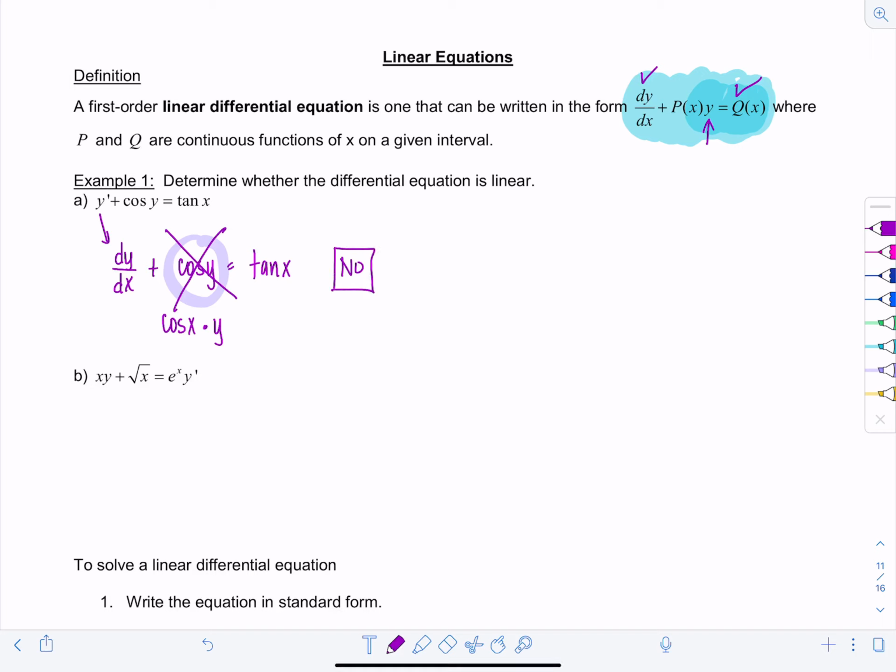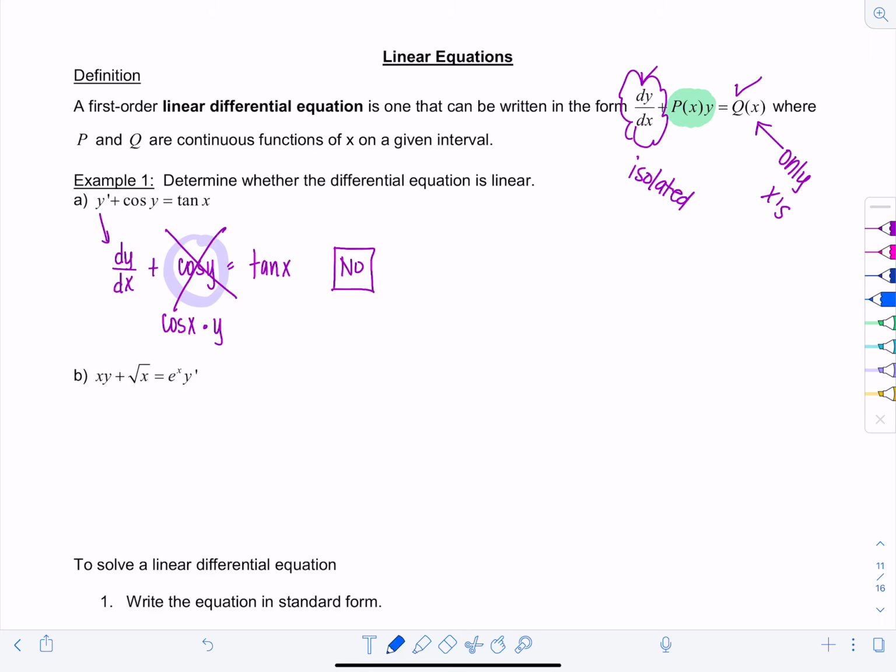Okay, second one. x times y plus radical x equals e to the x times y prime. I'm going to rewrite this. Notice here, you need the derivative part isolated. This is isolated. And then on the right-hand side, there's only x's. Do you see that? And if anything does have a y in it, it needs to be on the same side as the derivative. Okay, so let's rearrange and see where we're at.